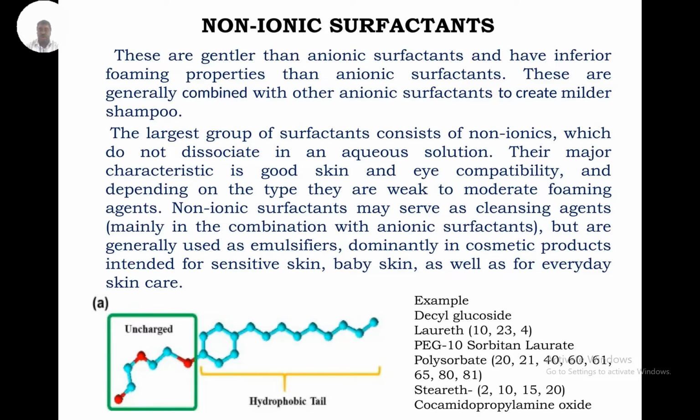Examples for non-ionic surfactants are decyl glucoside, PEG-10 sorbitan laurate, and polysorbates of different grades, that is 20, 21, 40, 60, 61, 65, 80, 81. That is polysorbate 20, polysorbate 21, polysorbate 40 and so on.